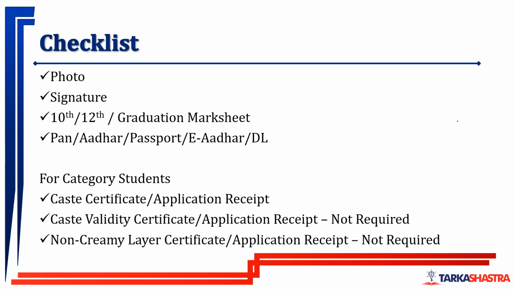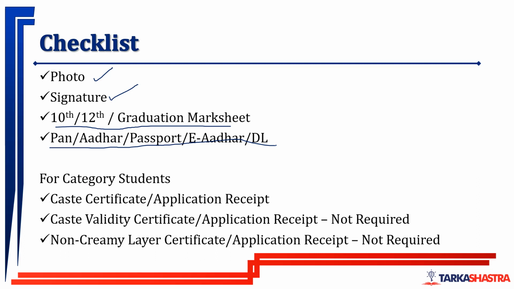Now let us start with the form filling process. The things that you need to keep ready before you start filling the form are a soft copy of your photo and signature. Then your 10th, 12th and graduation mark sheet. You don't have to upload it anywhere, but you will need them to fill the details. Then your PAN or Aadhaar or passport or e-Aadhaar or driving license will need to be uploaded as proof of identification. For category students, they need to have a caste certificate or an application receipt for the caste certificate.